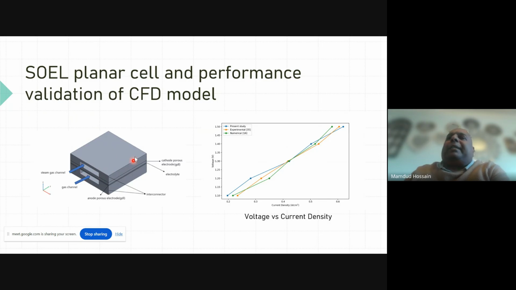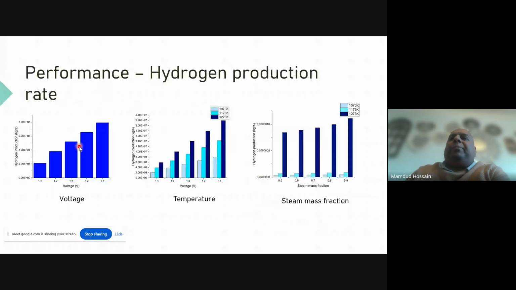And for this type of planar cell, again, we use CFD modeling, or computational fluid dynamics modeling, to look at the performance. First of all, we have compared our results against experiments of previously published data, and we have seen that our CFD modeling matches reasonably well with the published data. That means we are confident that our CFD modeling results are accurate. Then we move on to do some sort of parametric study.